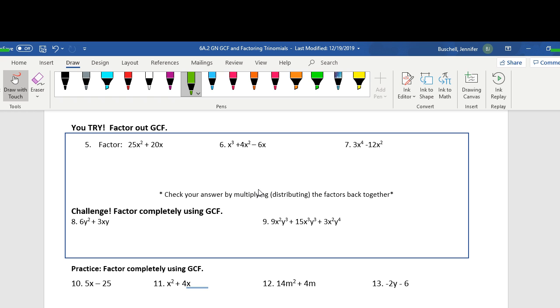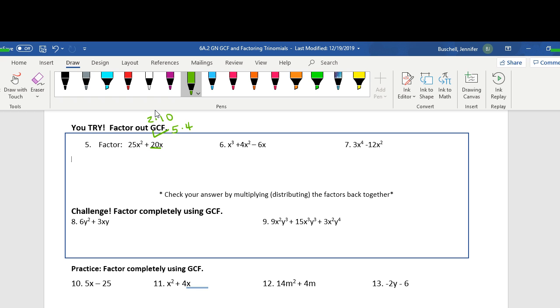Okay, so the biggest your GCF can be is actually the smallest number in your expression. So I'm going to look at the smallest, which is 20, and ask myself, can 20 go into 25? I don't want decimals or fractions, so that is no. So then I'm going to start thinking about what numbers I can multiply to get to 20. And that's 2 times 10 and 5 times 4.